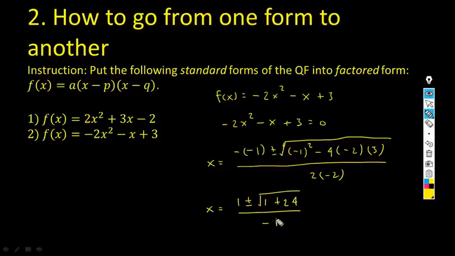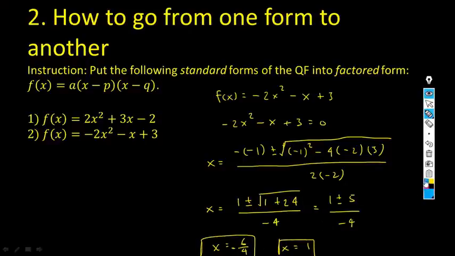Over minus 4. I'm going to continue over here. 1 plus minus the square root of 25, right? So in the end, it's going to be 5, because all of this is the square root of 25, which is 5, over minus 4. And I can now write the two solutions. X equals 1 plus 5, 6 over minus 4, or in other words, negative 6 over 4. And the other solution will be 1 minus 5, which is minus 4, over minus 4, which is going to be 1. So I got my two solutions, and now I can finish the problem.